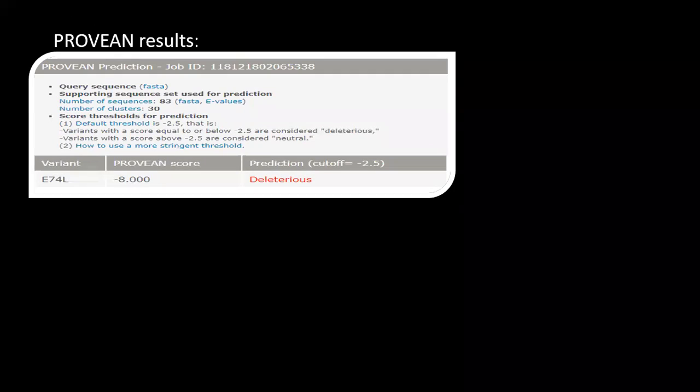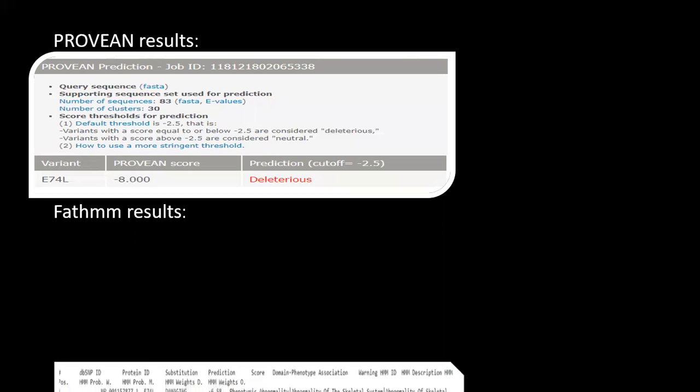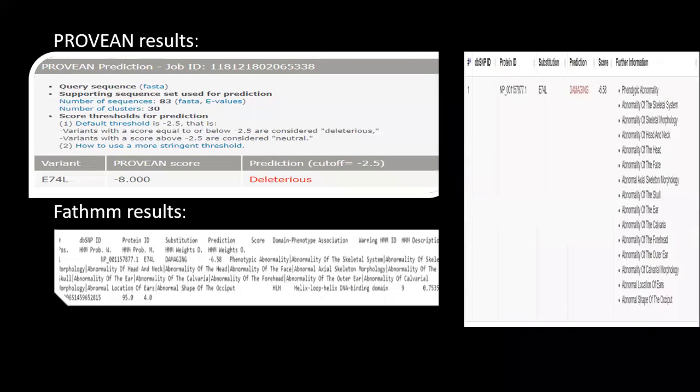So this is the result of ProVen. And also FATM gave two types of results. First, FATM tells us the predicted result of the mutation, and also if the mutation is concerned with other diseases, this also gave us.